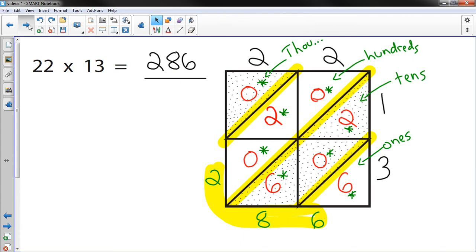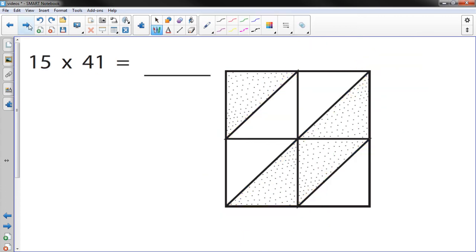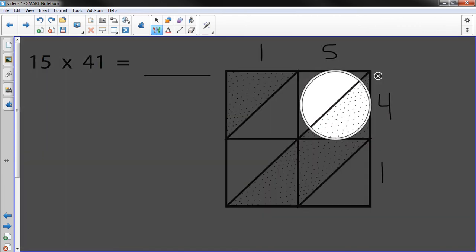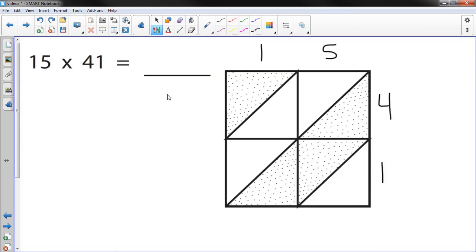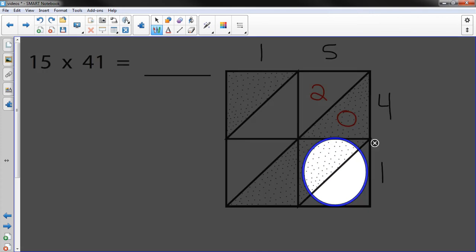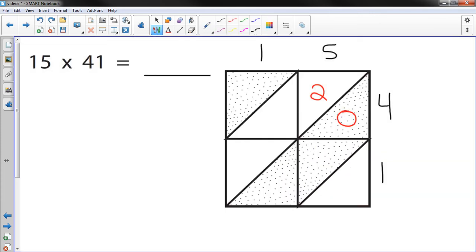Let's try another one. 15 times 41. So I'm going to set it up. And now I'm just going to try to solve those problems. And remember that 5 times 4 is going to go right in this box. Well, that's 20. And then 5 times 1 is going to go right here. And we know that's 5.